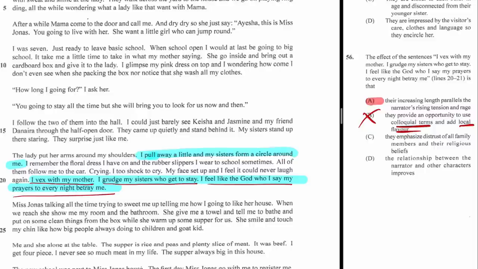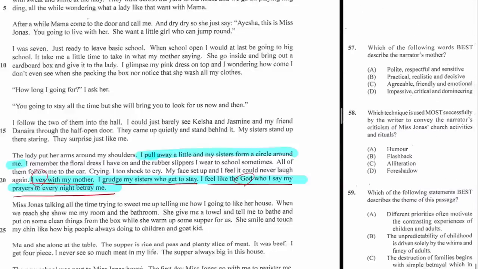I mean, saying "I vex with my mother" could be a little bit colloquial, but that's not very important. And it's not really adding any local flavor. And distrust is not a word we could really use here. We're not seeing where the narrator is distrusting of her sisters. Maybe she doesn't trust her mother because her mother kind of sold her out, but she grudges her sisters. She doesn't distrust them. And she doesn't necessarily distrust their religious beliefs. It's just that she distrusts God. That's a little bit different. And D is definitely out. There's no improvements happening here. 57.